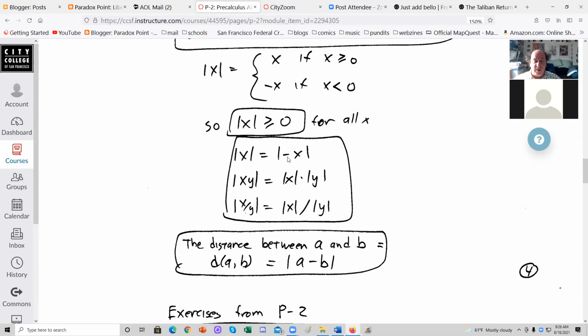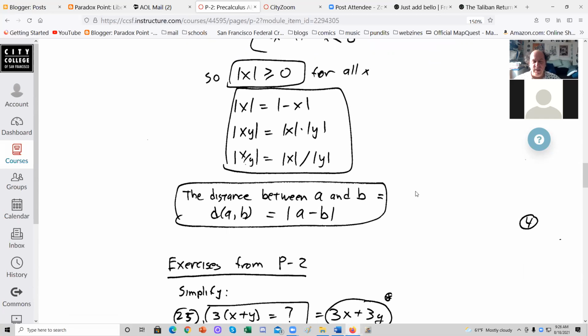X and its opposite are the same distance from 0, so they have the same absolute value. Absolute value of x times y is absolute value of x times absolute value of y. Absolute value of x over y is absolute value of x divided by absolute value of y. This absolute value just affects the sign, not the numerics. The distance between a and b, we'll denote that by d of a comma b. It's the absolute value of the difference a minus b. And that's the same thing as the absolute value of the difference b minus a. So the distance from a to b is the same as the distance from b to a.